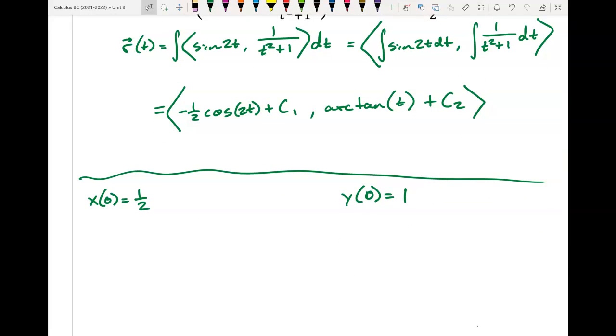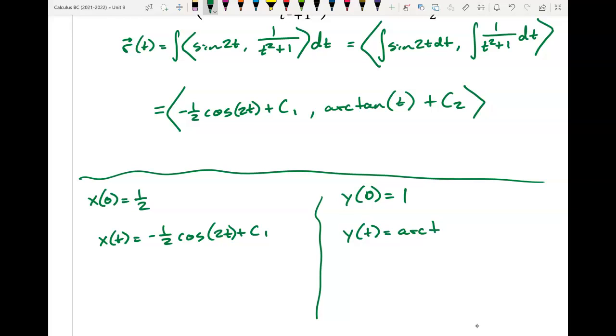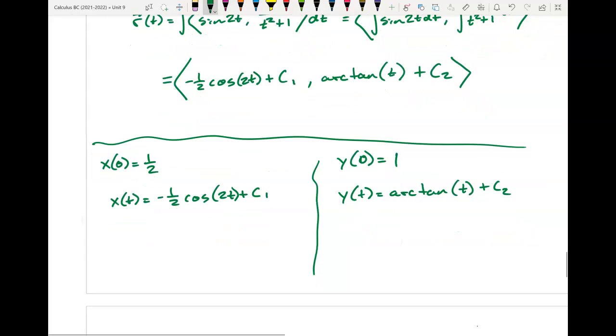And we can say, well, our x of t that we found was negative 1/2 cosine of 2t plus c sub 1. And then over here, our y of t is our arctan. You can do everything within the component form, but if separating it out and doing things separately helps you, definitely do that. It helps you see where everything's going. And so we just plug in our values, right?